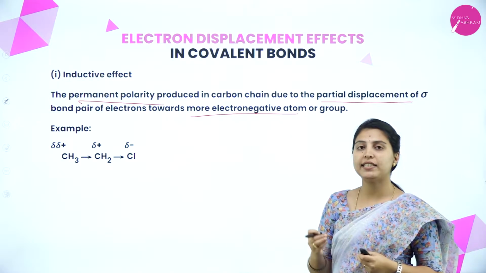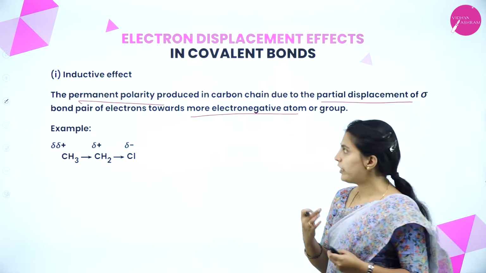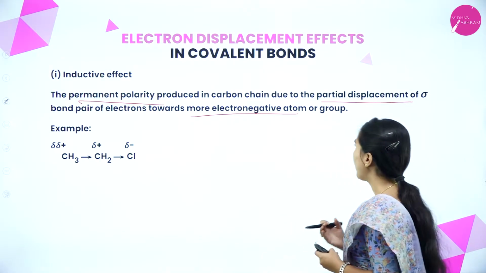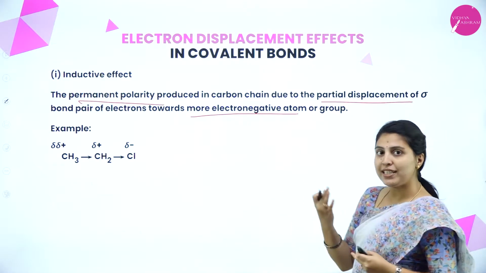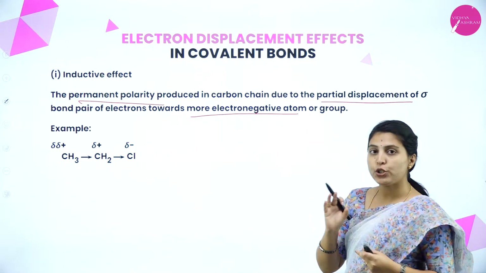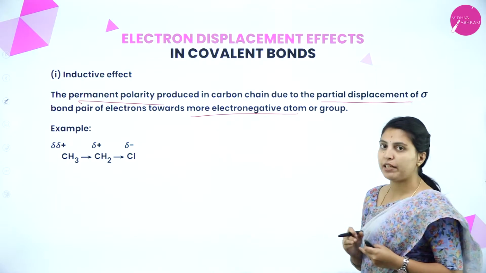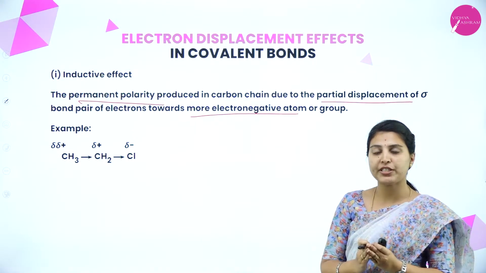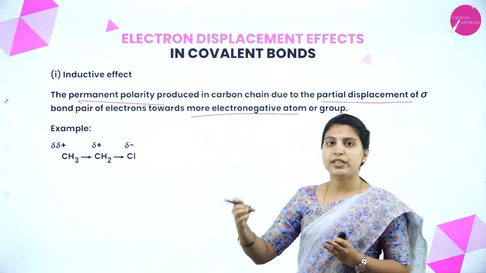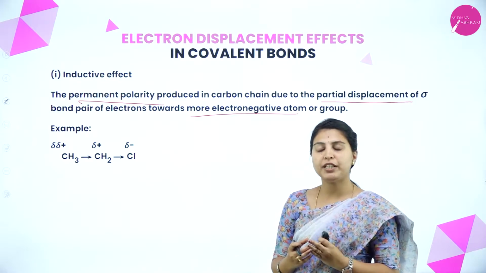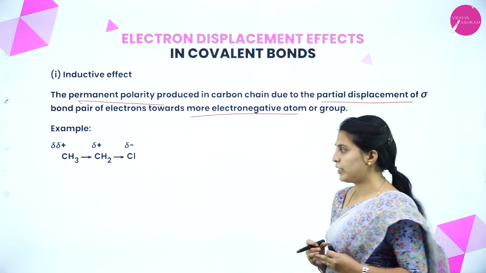Polarity means, once again I am telling, it's a charge separation, whatever it will take place in the carbon chain, it won't be reversible, and whatever partial displacement of sigma bond pair will take place, it will be towards more electronegative atom or group. Whatever charge separation will take place inside the carbon chain, it will be going towards the more electronegative atom. That's why the partial displacement of sigma bond pair will take place.